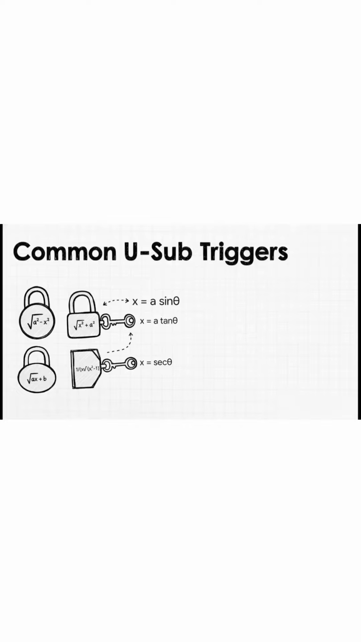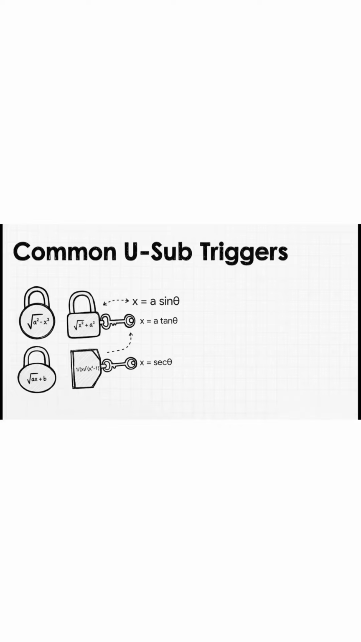Now, if integration by parts is for products, U sub is for compositions. It's for when you've got a function kind of stuffed inside another function. The whole point is to clean up the mess by swapping out that complicated inside part with a nice, simple variable, U. You know, the secret to getting lightning fast with U sub is just recognizing the triggers.